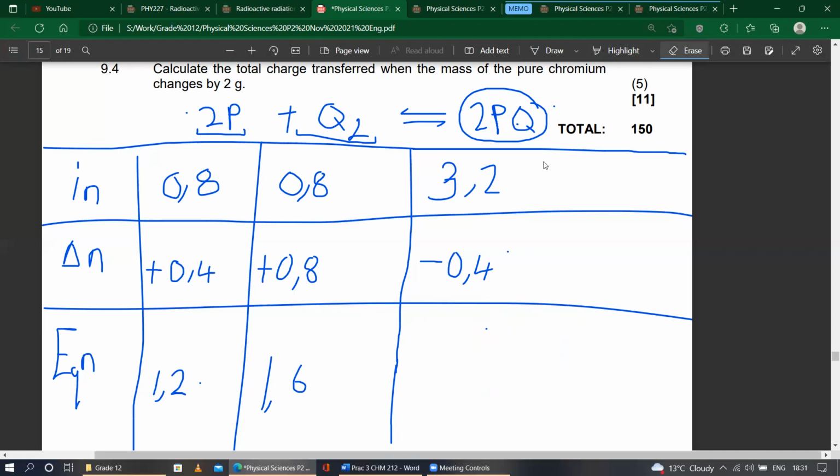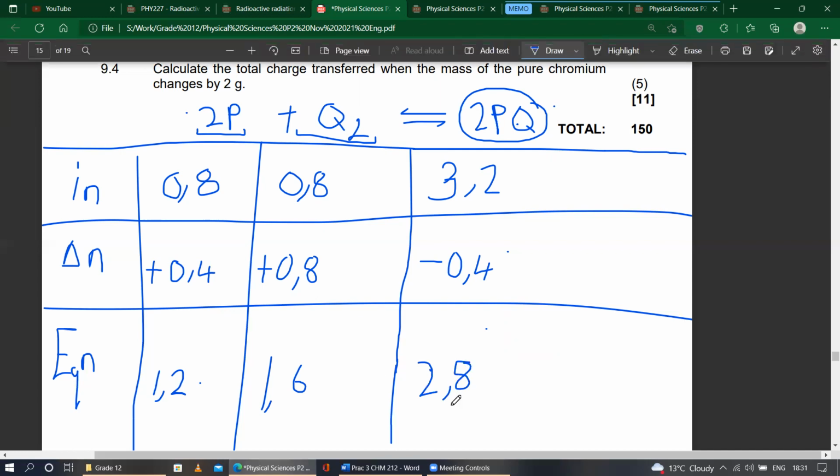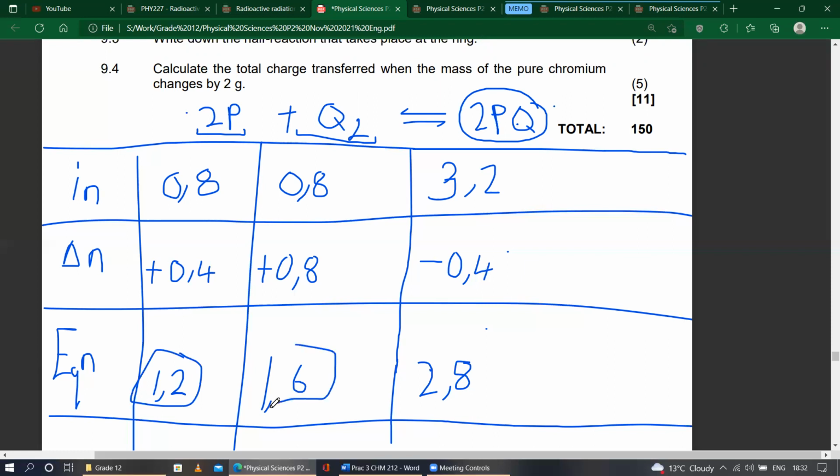So now we're going to have our number of moles of PQ at equilibrium: 3.2 minus 0.4, which I think is 2.8. It's going to be 2.8 moles of PQ at equilibrium, right? But the thing is, this is not the answer. This is not what we're looking for. But these values here are the values we're going to use to calculate our Kc.